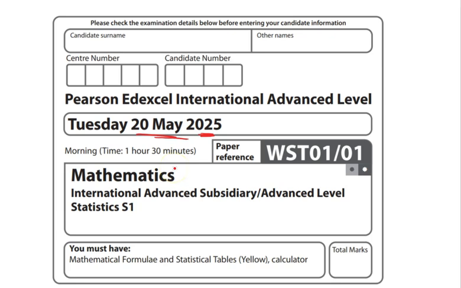This is a walkthrough of the 2025 S1 summer series, that is May, June. I'll be explaining the concepts and how we reach the correct answer. This is question number 2. Let's dive in.